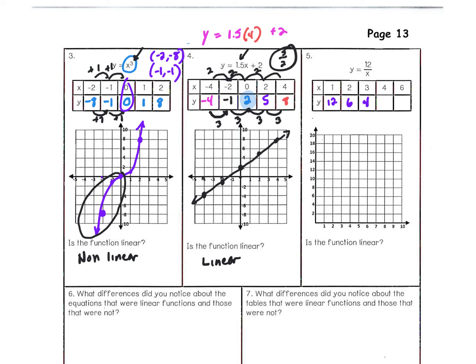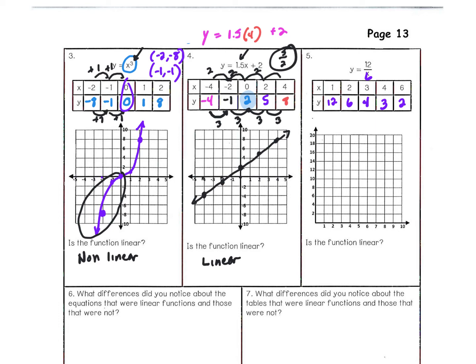Our fourth x value would be the number 4. So 12 divided by 4 is going to give us 3. And then last but not least, our final x value is 6. So we're going to replace that x with 6. 12 divided by 6 is 2.